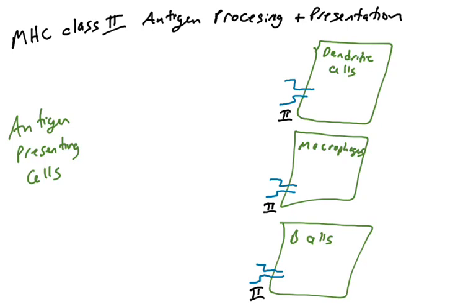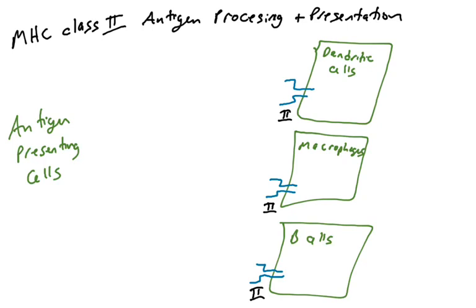These are the cells in the body that express MHC class 2 proteins. So not every cell in the body presents on MHC class 2 molecules. The dendritic cells, macrophages, and B cells are the main cells that present on MHC class 2.